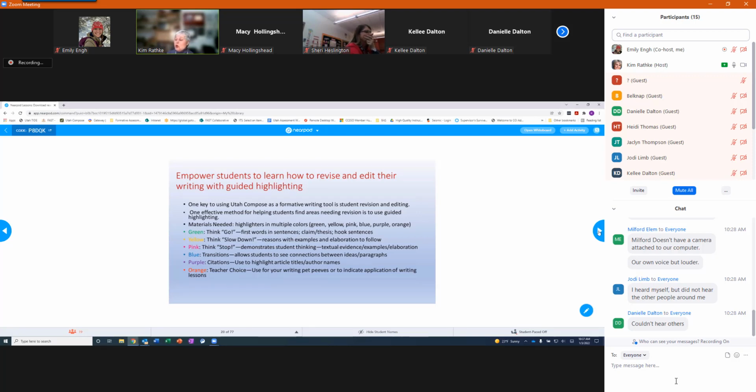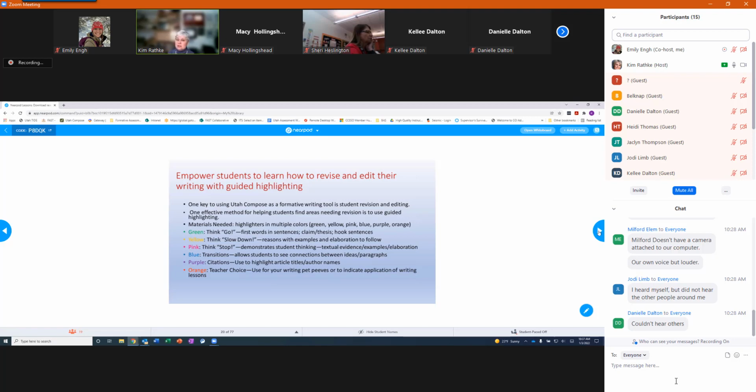But it did work oftentimes to help, and it makes looking at and giving feedback, and helping students understand feedback, much more effective. So you can start with that. But the colors are really important. You don't do all of them with every essay. You select and choose based on your instructional goals, where your students are in their writing. But if you notice, like green, thinking go, first words and sentences, can they find their claim or their thesis statements? Where are their hooks?